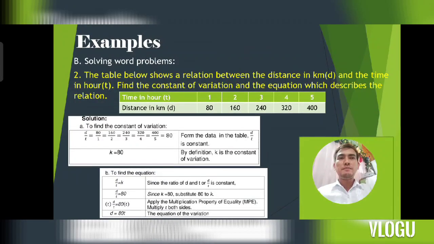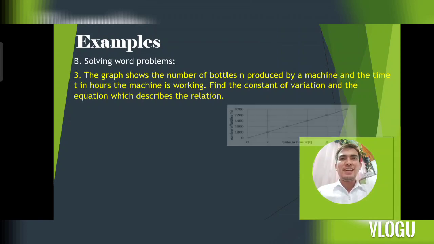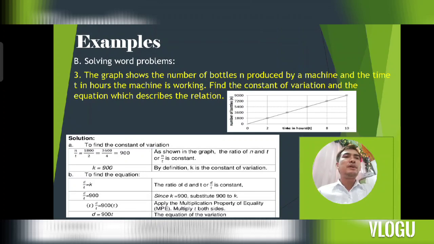Okay, let's now proceed with problem number 3. The graph shows the number of bottles N produced by a machine and the time t in hours the machine is working. Find the constant of variation and the equation which describes the relation. So you have here our illustration. Please take a look at our illustration. Now, to find the constant of variation, as shown in the graph, the ratio of n and t, or n over t, is constant.